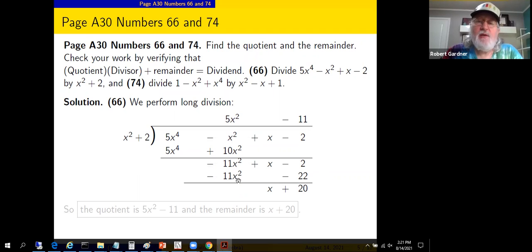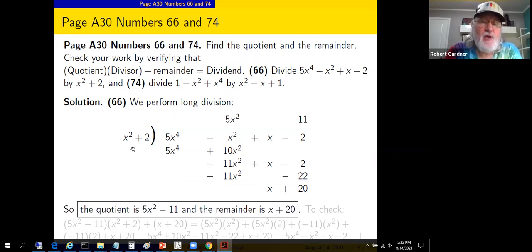Negative 11x squared minus negative 11x squared, 0x squared. The x is brought down, negative 2 minus, we're subtracting, negative 22 is negative 2 plus 22 yields 20, and so there's the remainder. Of course, x squared plus 2 can't divide into x plus 20. This is a first degree polynomial. That's a second degree polynomial. So the quotient is 5x squared minus 11, and the remainder is x plus 20.